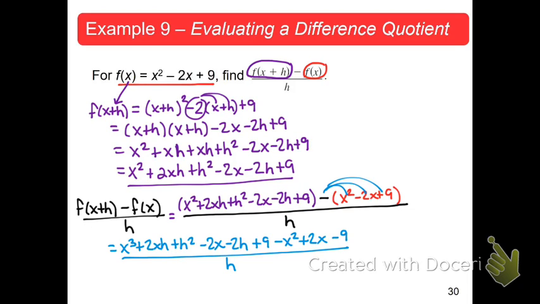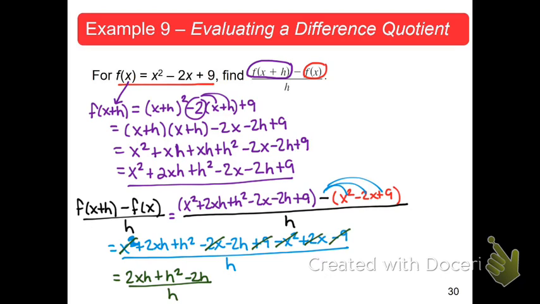Well, we can go through and get rid of our like terms. Uh-oh, I made a mistake here, in case you didn't notice it. This should be x squared, not x cubed. I'm not sure why I put x cubed there. So when I go to combine my like terms, x squared minus x squared cancels. I have a negative 2x plus 2x, and I have a 9 minus 9. So I'm left with 2xh plus h squared minus 2h all over h.